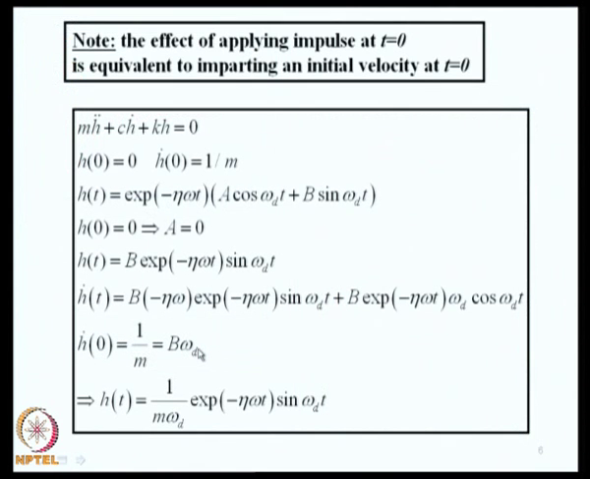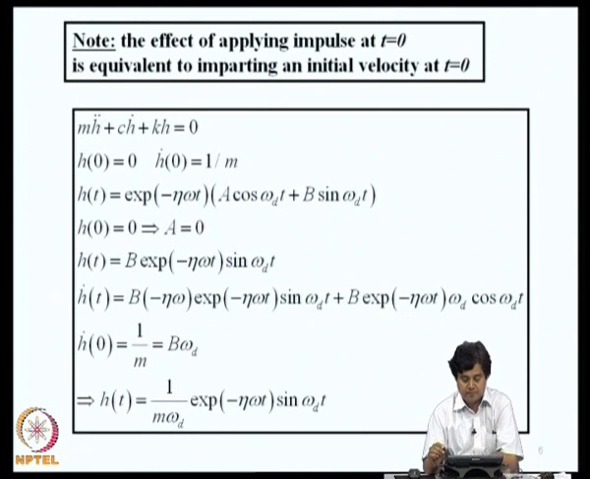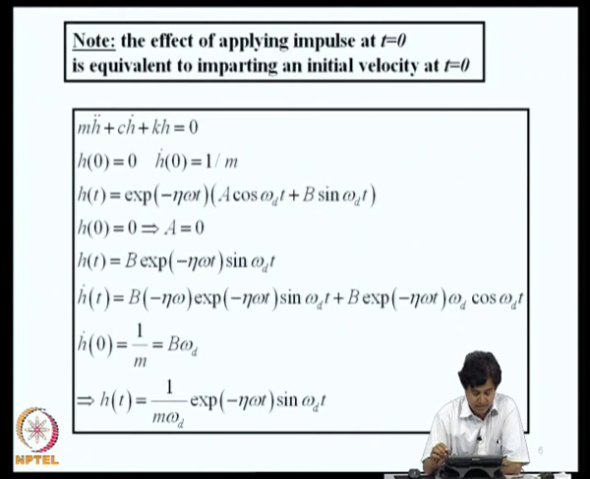Now, we will continue discussing some aspects of dynamical characterization of single degree freedom systems before we take up the problem of response of systems to random excitation. Here we are noting that the effect of applying impulse at t equal to 0 is equivalent to imparting an initial velocity at t equal to 0.